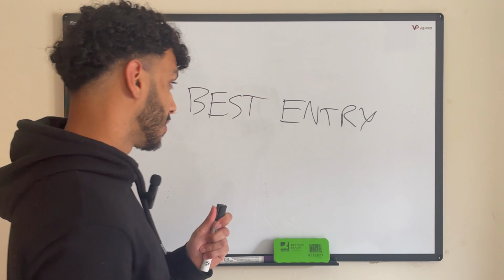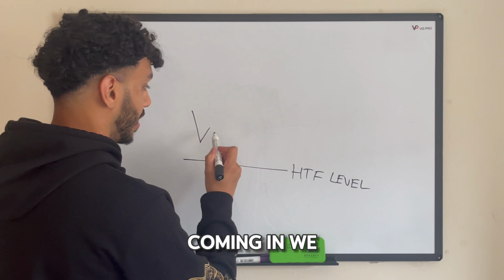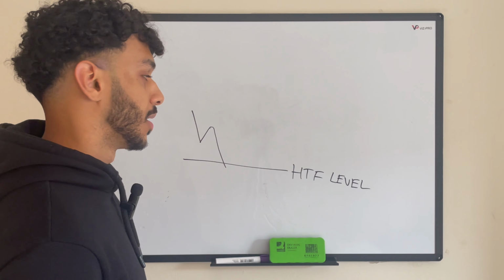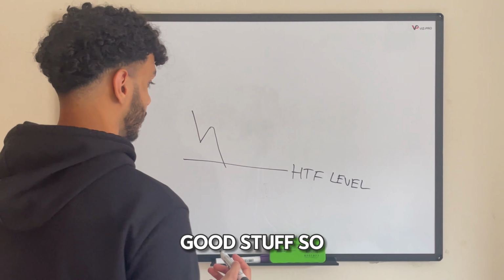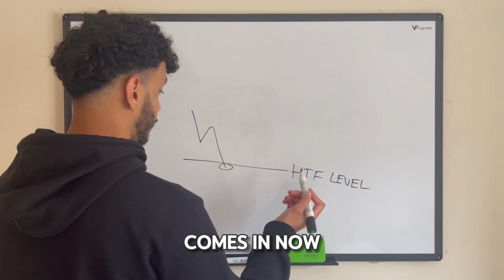So the entry model is the propulsion block. Okay, now let's write this out. We'll do it like this. So let's say price is coming into your higher time frame level, right? Price is coming in. We drop lower. I don't want to give a specific time frame because I know some of you guys might enter on H4, H1, all that good stuff. So higher time frame level, price comes in.